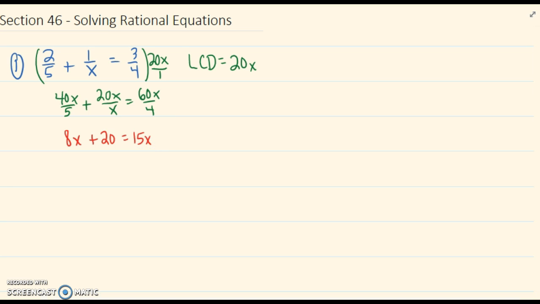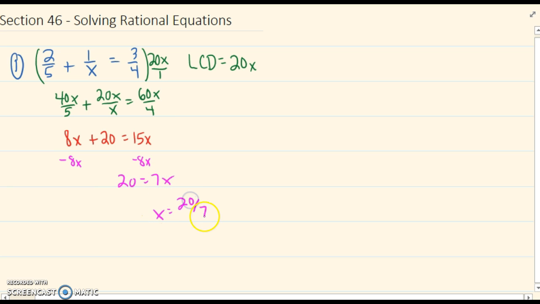So now this is really just an algebra 1 equation. We can take away 8x from both sides, and we're going to have 20 equals 7x. So x would equal 20 over 7. But what we want to be careful of, when we get an answer when dealing with rational equations, is that we have to make sure that that number actually works. So we're trying to double check and make sure that that's not one of our excluded values.